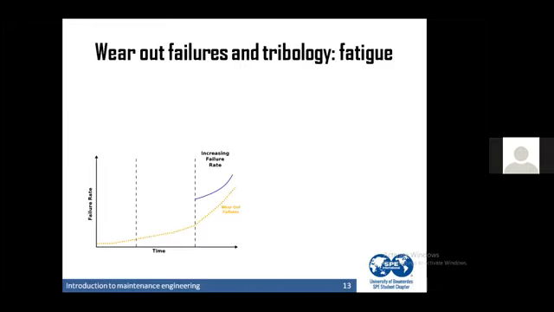Now, let's go to the last phase of life of the equipment. Generally, when we arrive at the end of life of an equipment, we will have what we call the fatigue.